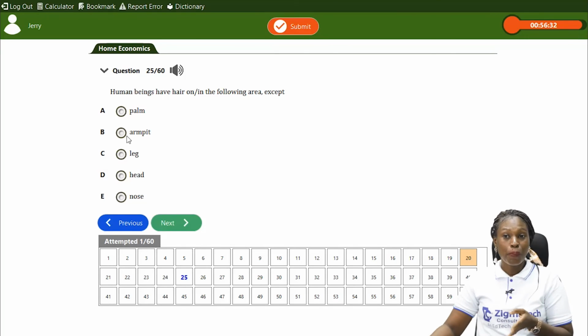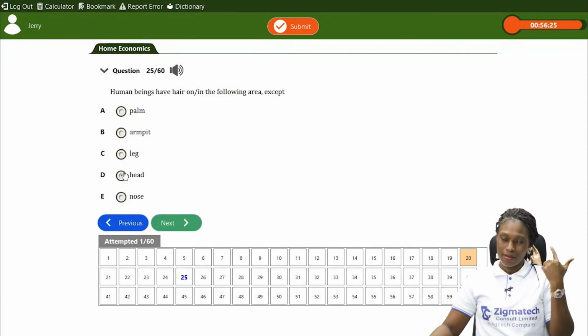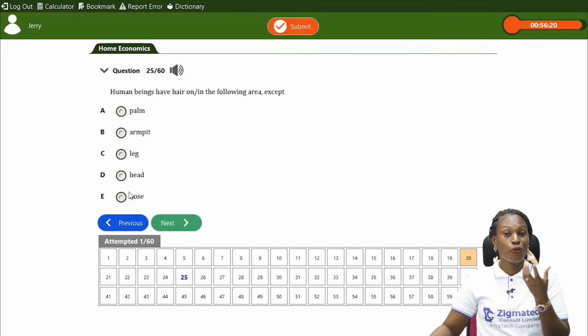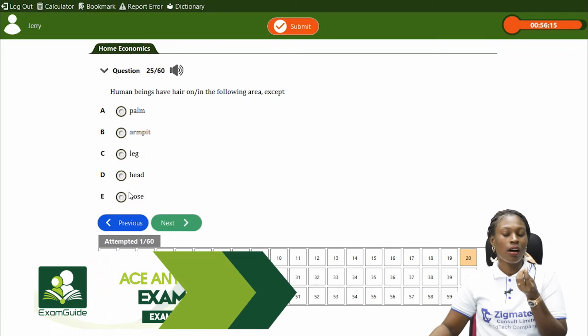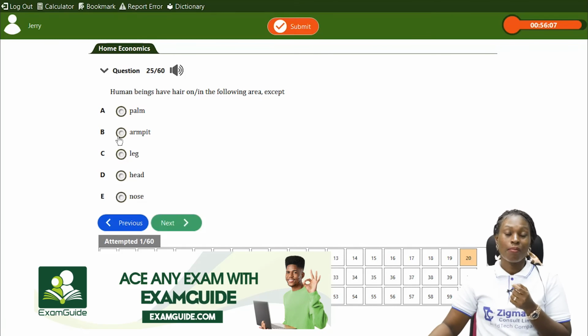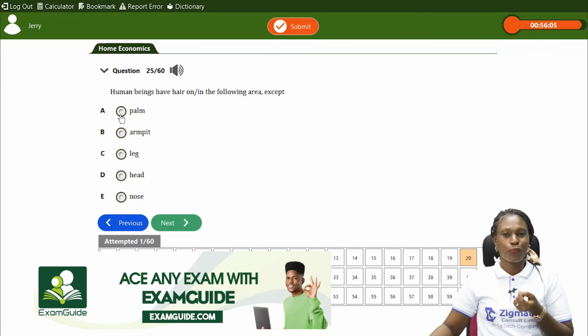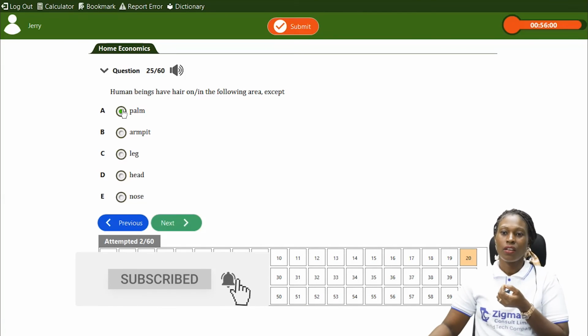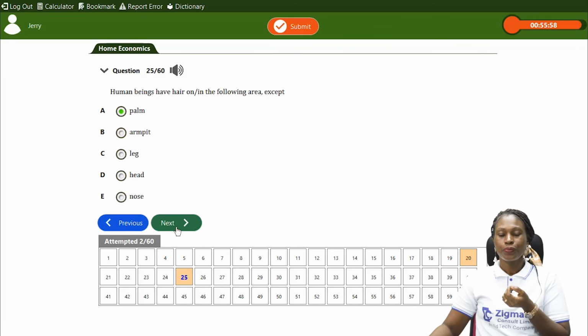We can find hair in our armpits, we can find hair on our legs for some persons, not everybody. Then for our head, we have hair there. Then for the nose, like I said, we have hair that helps filter dirt that can actually go into our nose. So the option there that is not an answer is the palm, because we don't actually have hair grow on our palm. So the palm is the answer for that question.